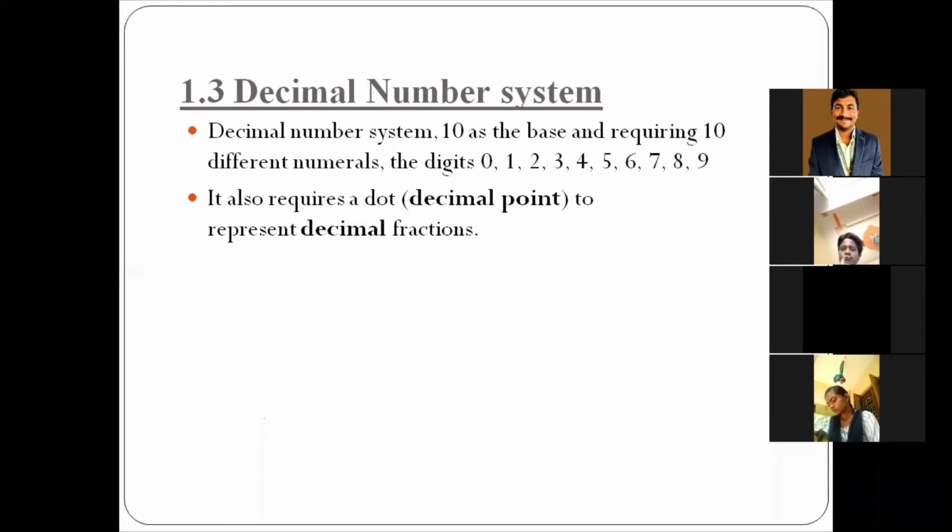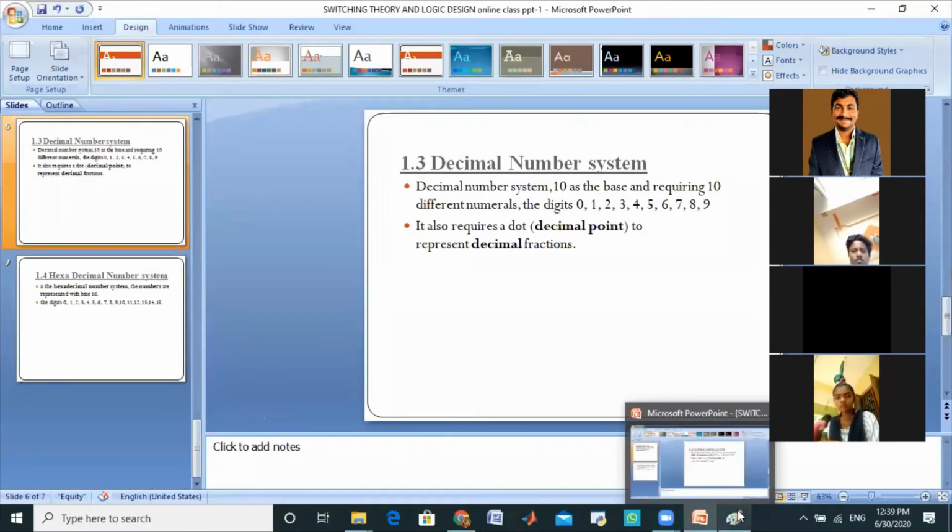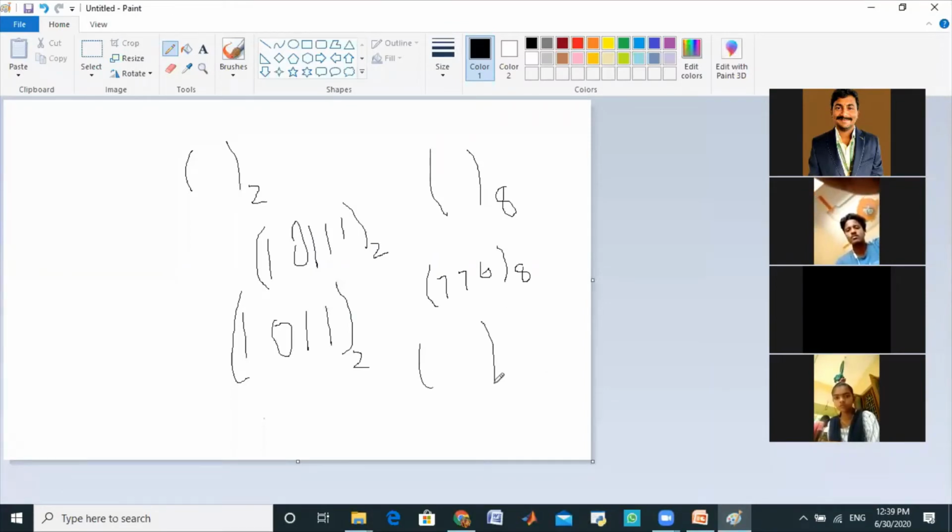So the next number system is the decimal number system. Decimal numbers are general numbers. Deci means 10. So 0 to 9: 0, 1, 2, 3, 4, 5, 6, 7, 8, 9. Those are nothing but the decimal number system. In that, the decimal number system base is 10. So we can write it like this, the base of the number system is 10.